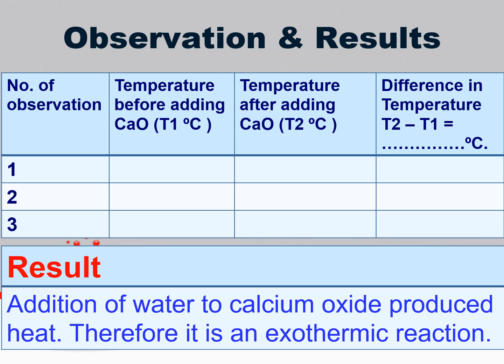Note observation and result in the form of a table. First, temperature before adding calcium oxide, T1, then temperature after adding calcium oxide, that is T2. Then find the difference in temperature, T2 minus T1. This one is your result. At the end you will write the result: addition of water to calcium oxide produces heat. Therefore, it is an exothermic reaction.